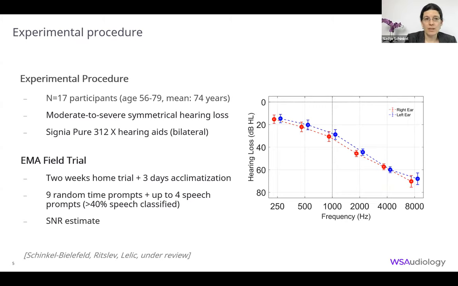So we did a study where we had the same questions out in the field and in the laboratory. For that, we had 17 participants with moderate to severe hearing loss. They had 3 days of acclimatization, and then there was a 2-week EMA field trial. They had 9 prompts at random times, and if they were in speech situations, there could be up to 4 more prompts specifically in speech situations. And we captured the SNR continuously through the hearing aids.